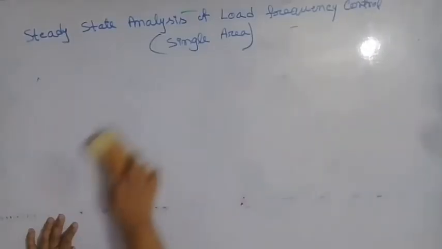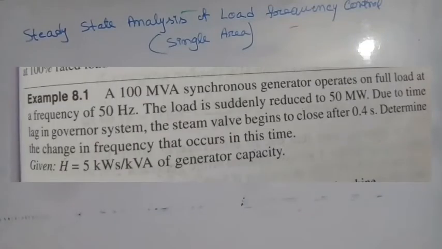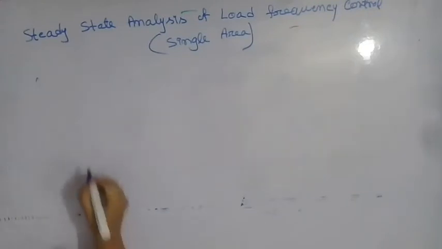Now we solve numerical problems. A 100 MVA synchronous generator operates on full load at a frequency of 50 Hz. The load is suddenly reduced to 50 megawatt. Due to time lag in the governor system, the steam valve begins to close after 0.4 second. Determine the change in frequency that occurs in this time. Given H is equal to 5 kilowatt-seconds per kVA for generator capacity.